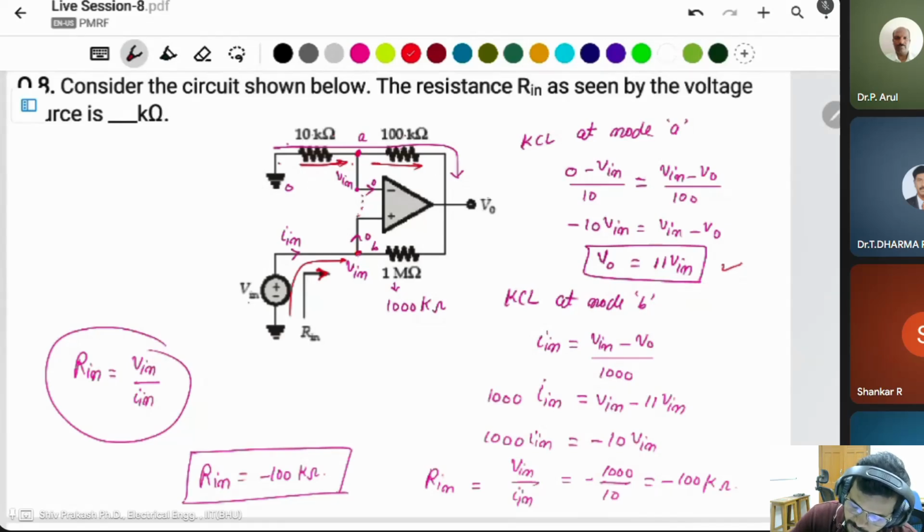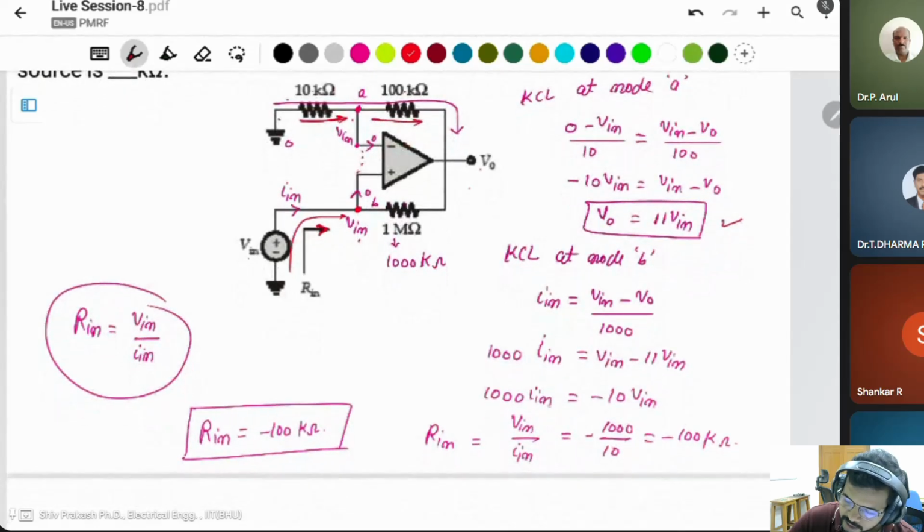Same thing, we have to apply KCL at node B. It means this here is I in. I in is equal to this voltage V in minus the output voltage, divided by this resistor 1000 K. In this case, we will get the value of I in terms of V in. Then you have to replace the output voltage as 11 V in, and we will get V in divided by I in equal to minus 100 kilo. It's fine. Yes, sir. Okay.